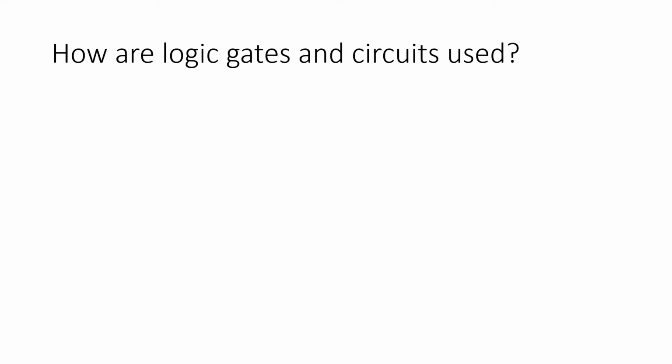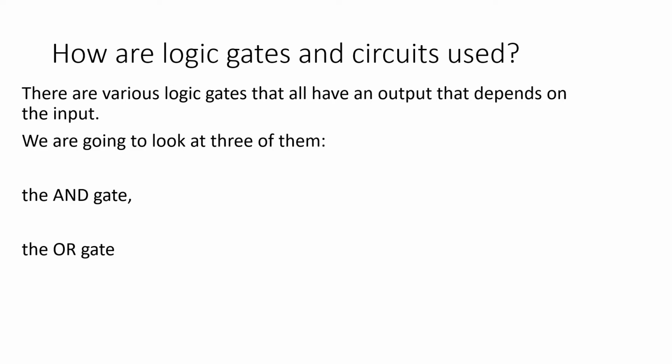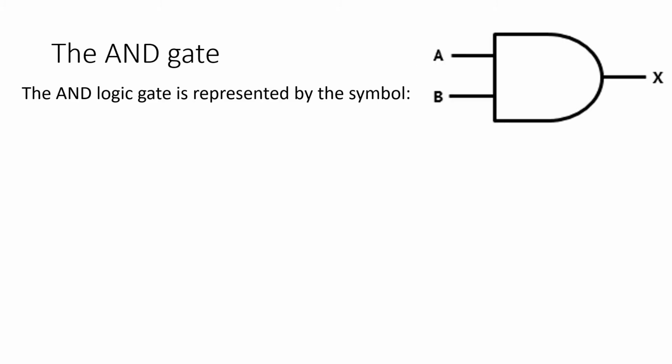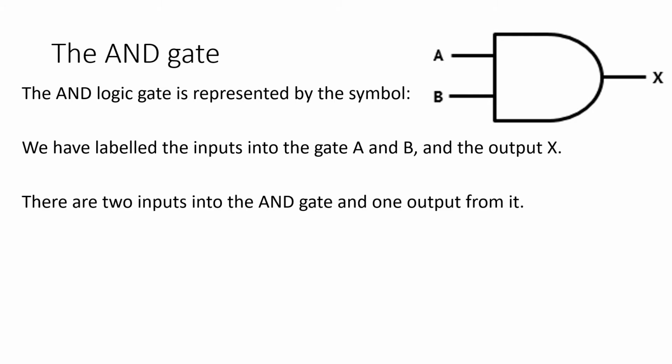How are logic gates and circuits used? Different logic gates have different outputs. It all depends what input it gets. There are 3 of them you need to know about: ANDs, ORs, and NOTs. AND gate. For this one, use that symbol there, bit bullet shaped. It's got 2 inputs, 1 output. You label the inputs and the outputs, in this case it's A, B and X. AND gates always have 2 inputs, always have 1 output.